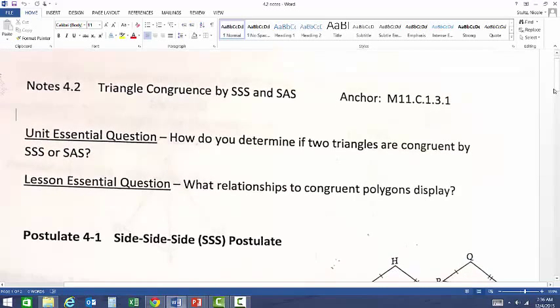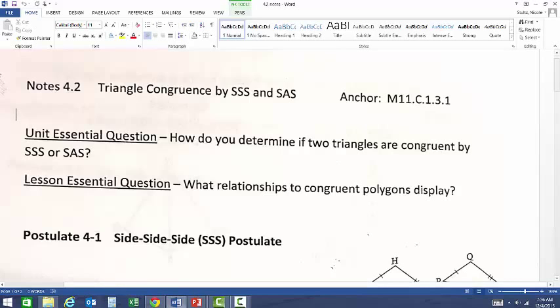Today we're going to actually start our unit of proving triangles congruent. For the next couple of lessons, we're going to be discussing 5 theorems. They are SSS, SAS, ASA, AAS, and HL. And we're only going to do 2 at a time for now because it is a lot of information.